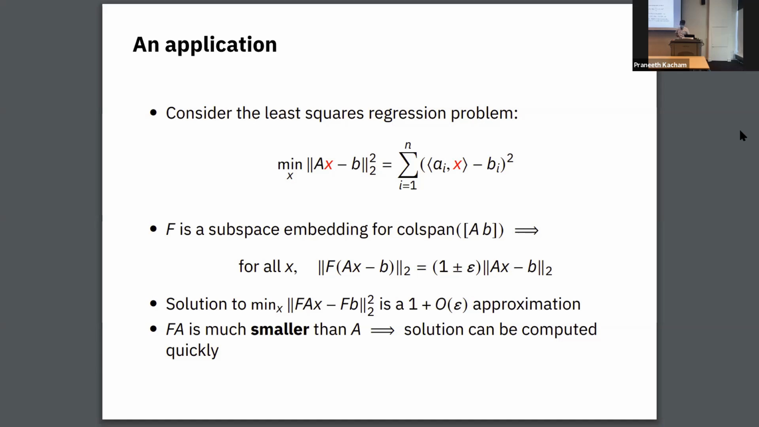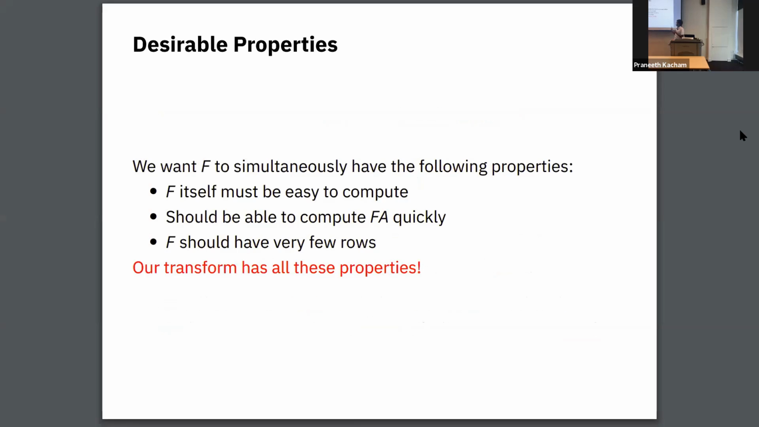Right? So to be able to take advantage of FA being much smaller, what are all the properties we desire of this embedding F? We want this F to be easily computable, right? If F is some weird matrix which takes very long to compute, where would you even apply that particular F and solve a downstream problem faster? So you want F to be as easy as possible to compute.